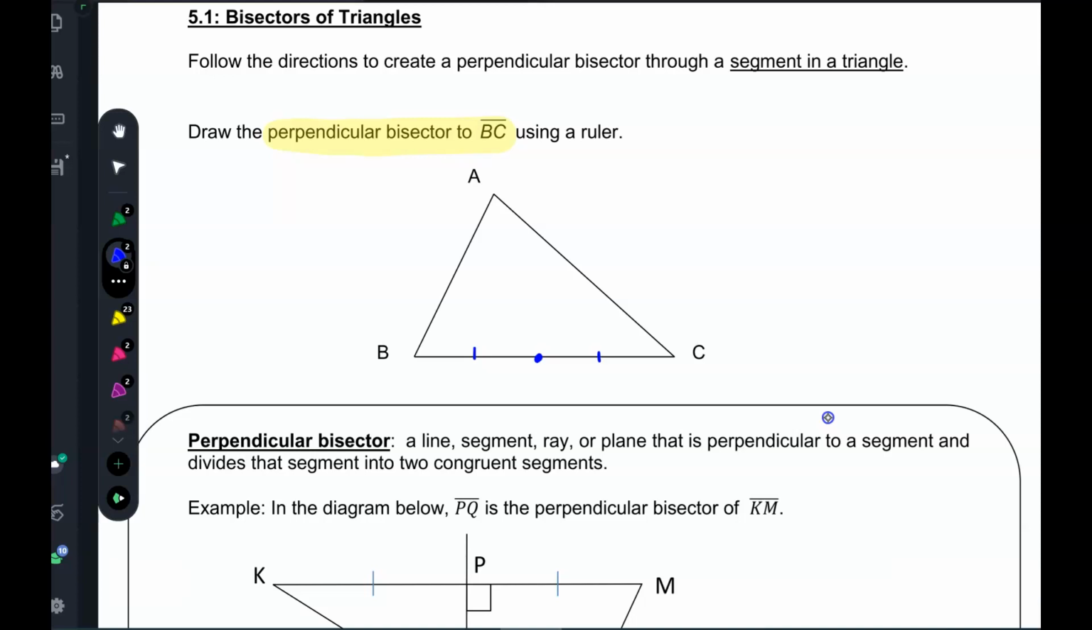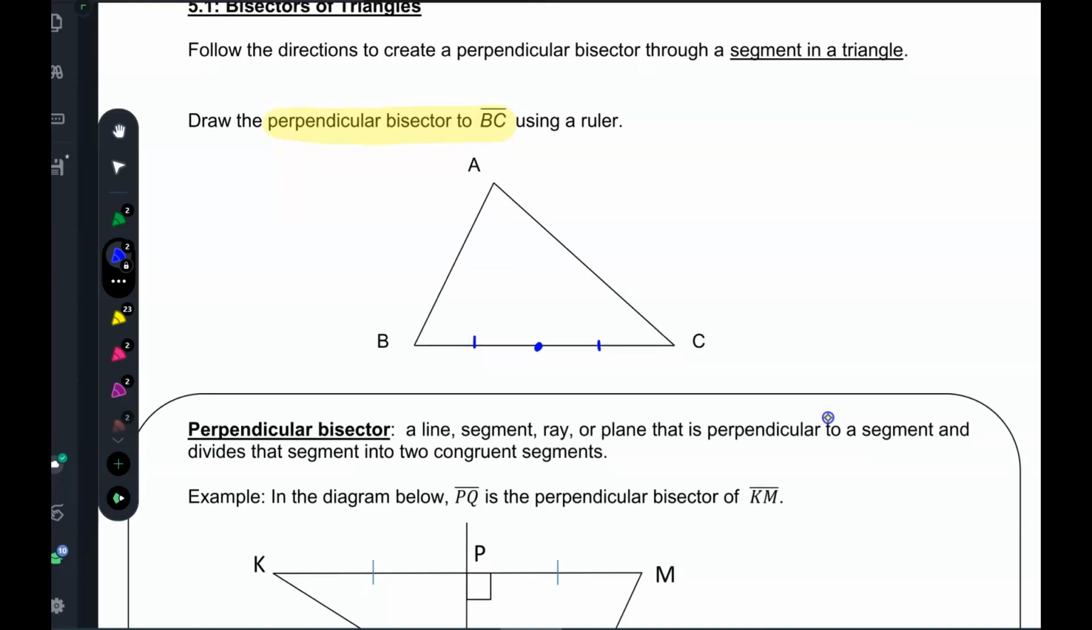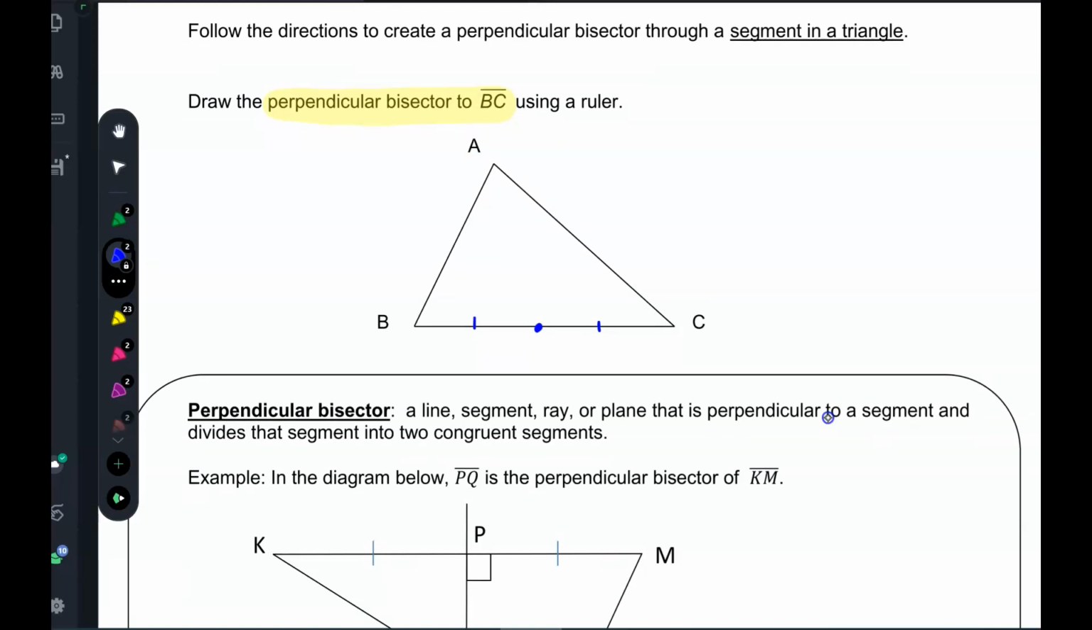Now what we want to do, hold your ruler, okay? Let's put it right where the midpoint is. And if it's got to be perpendicular, do we want to connect it to A? Will that make it perpendicular? No, that's not a 90-degree angle. So instead, I want to hold it like this and draw the line through it that way. This is new. This is what we call the perpendicular bisector.